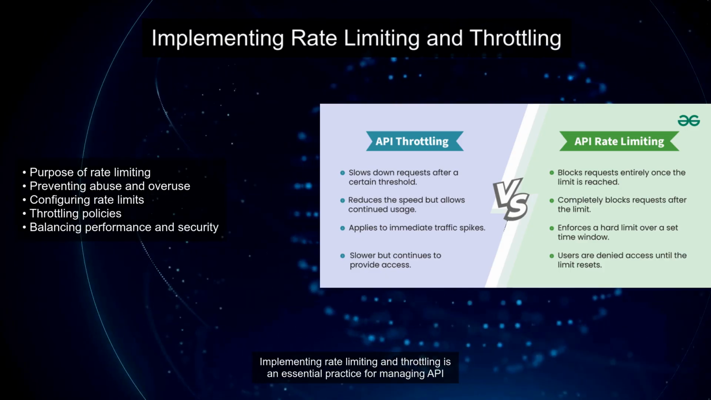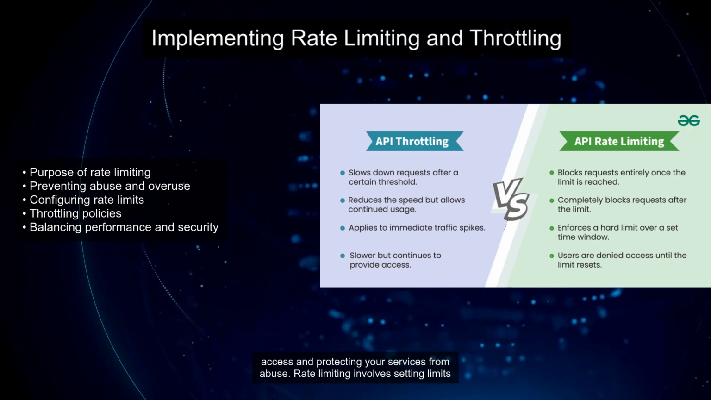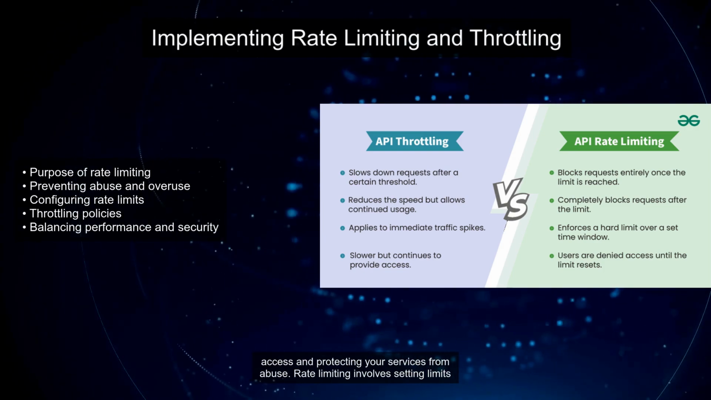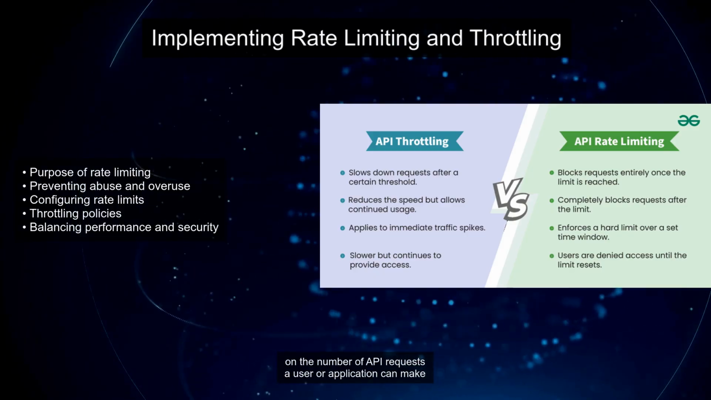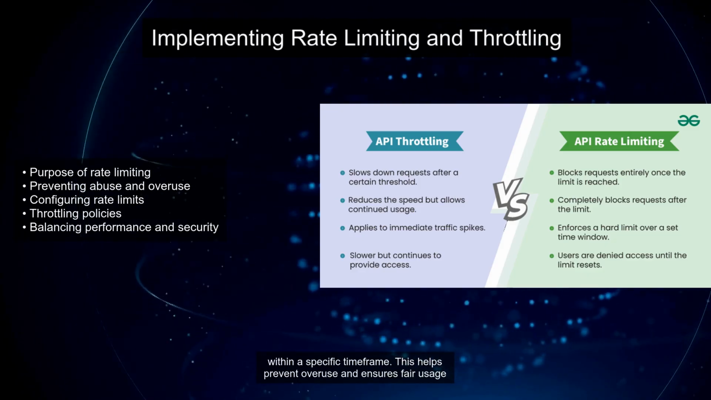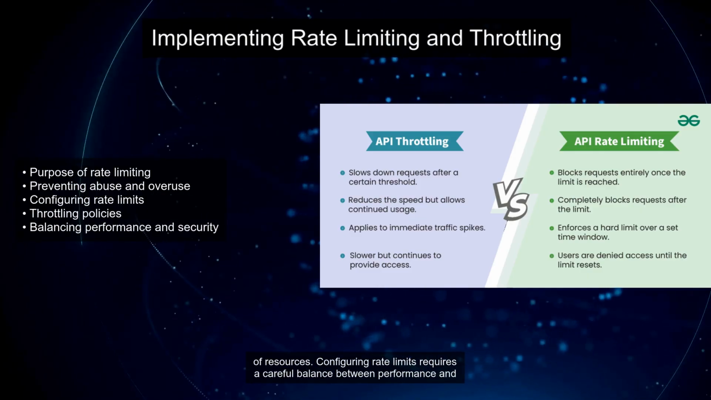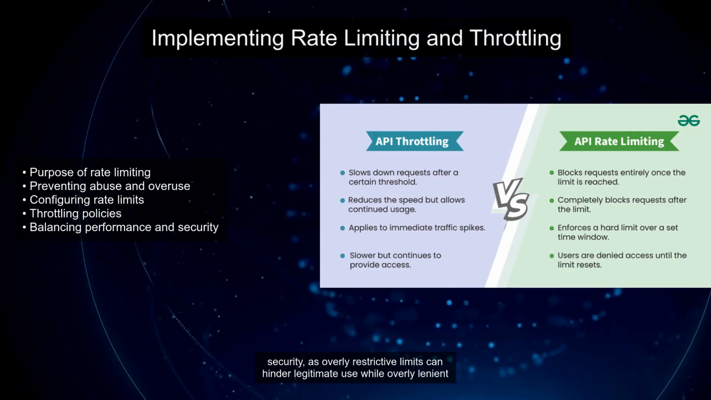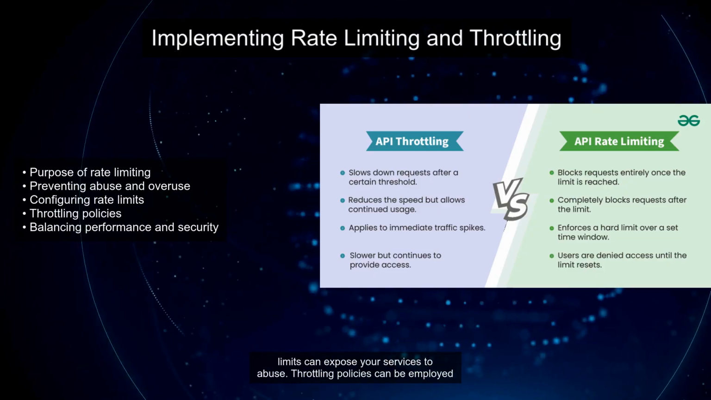Implementing rate limiting and throttling is an essential practice for managing API access and protecting your services from abuse. Rate limiting involves setting limits on the number of API requests a user or application can make within a specific time frame. This helps prevent overuse and ensures fair usage of resources. Configuring rate limits requires a careful balance between performance and security, as overly restrictive limits can hinder legitimate use while overly lenient limits can expose your services to abuse.